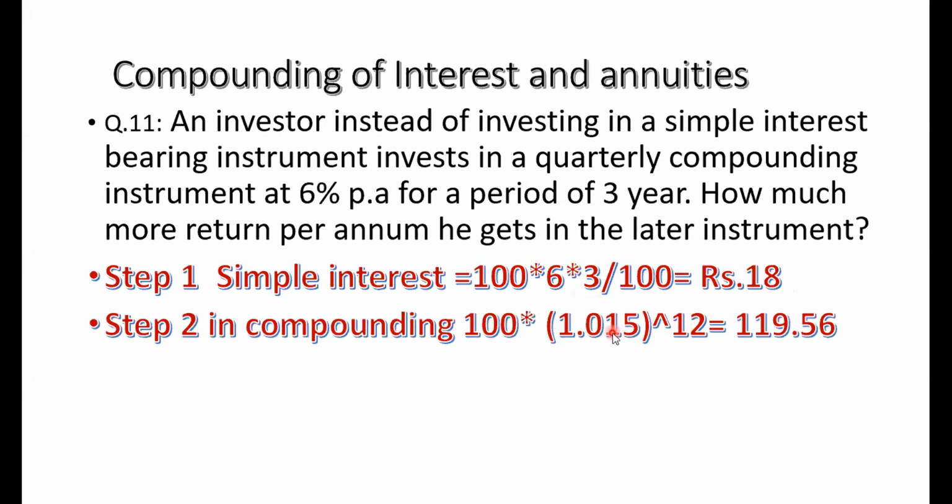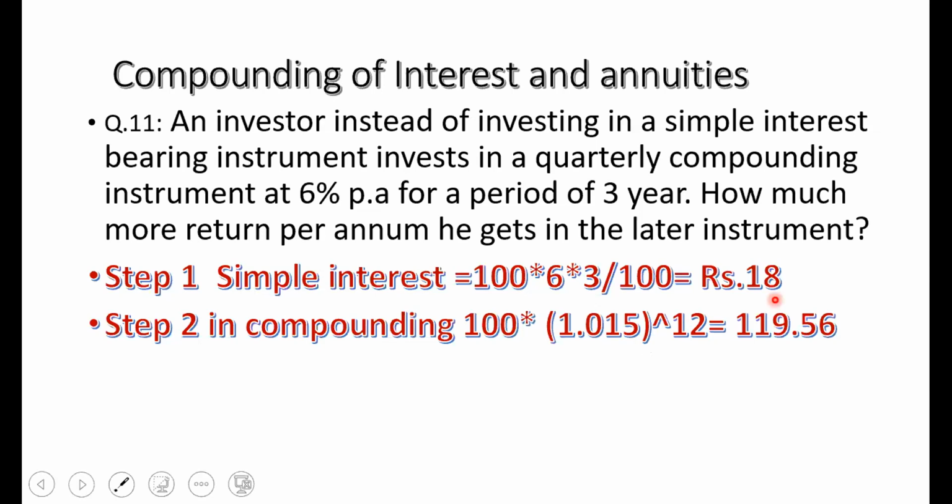Now all of you try 1.015 into 1.015. Then you press equal to. Carefully you put it up to the 12th time, because the first one itself is the second, then the third one, fourth one, fifth one, sixth one, something like that. At the 12th one, you will definitely get 119.56. You try, you will get it.